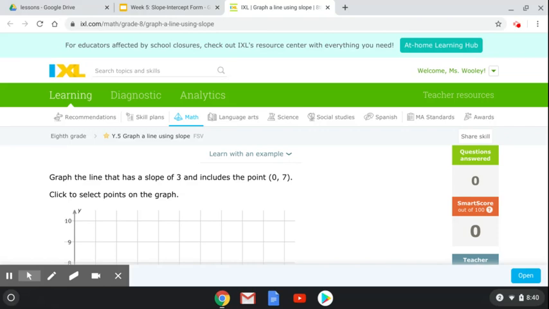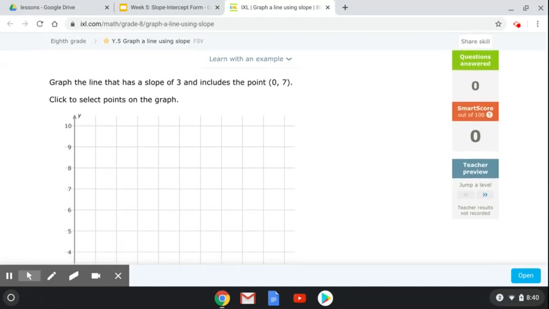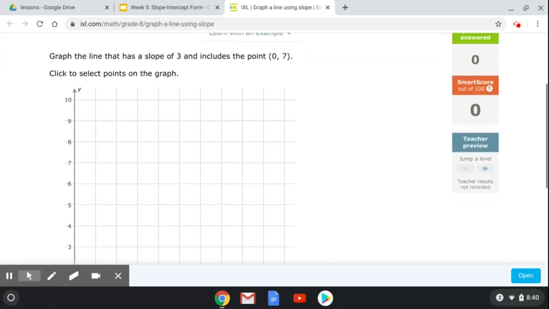So this says graph a line that has a slope of 3 and includes the point (0, 7). So remember that slope is change in y over change in x, or your rise over run. So if you don't see a number in the denominator, you assume it is the number 1. So we're going to start with the point (0, 7), and your coordinate is x comma y, just like in the alphabet, x comes before y.